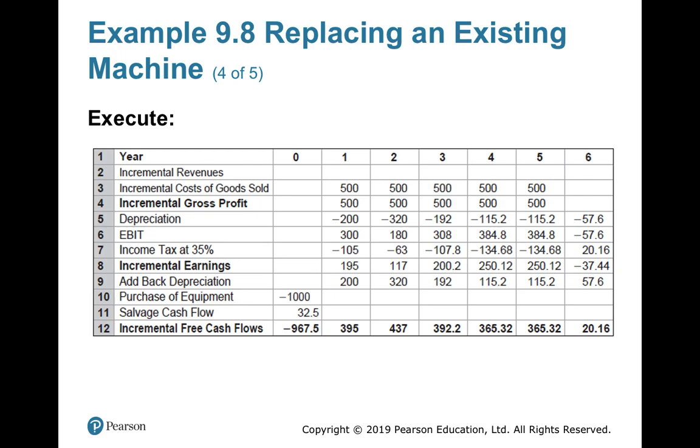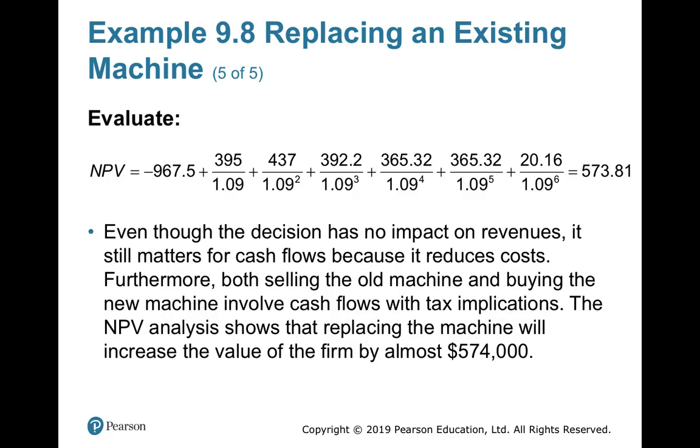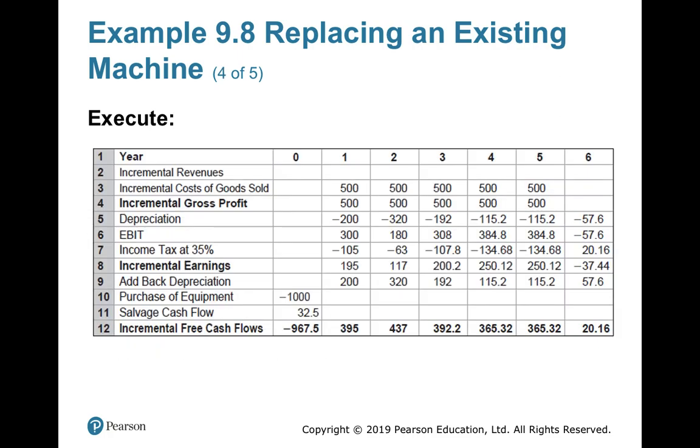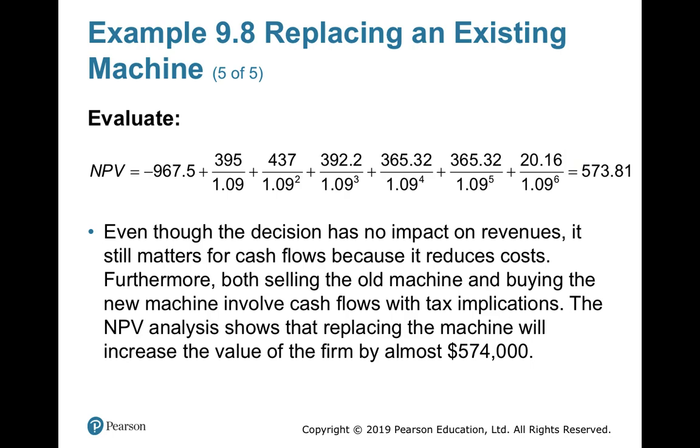What we have done here, we have calculated the incremental free cash flow with some salvage value from selling that and booking profit in that. NPV, you have the cost of capital of 9%. So it gives a positive NPV of 573.81. So accept this project.